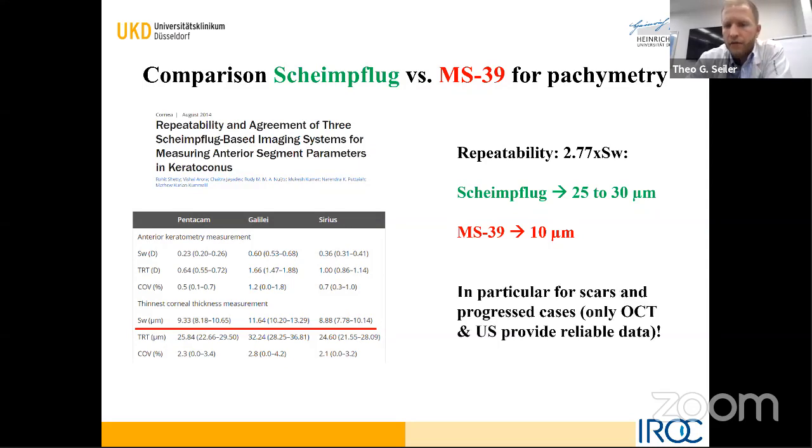This is in particular true if you also have scars, which interfere due to the scattering nature of the Scheimpflug system, or very progressed cases.